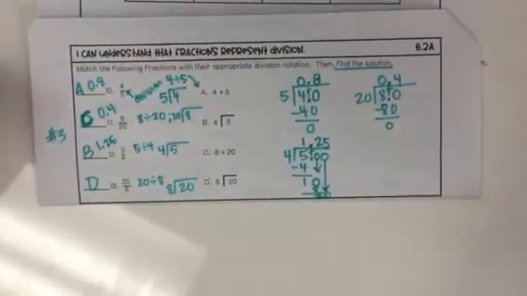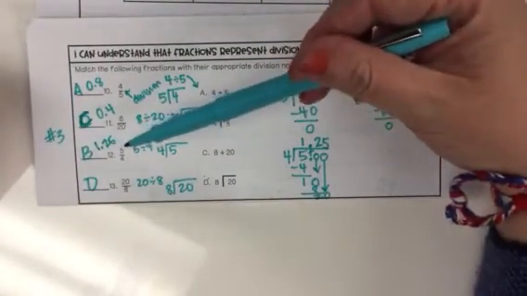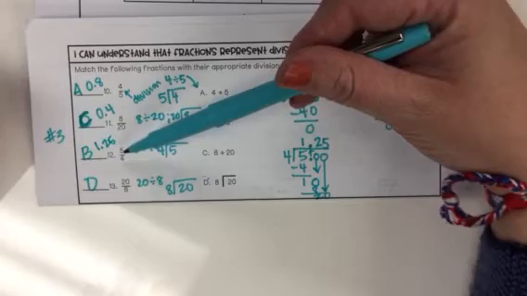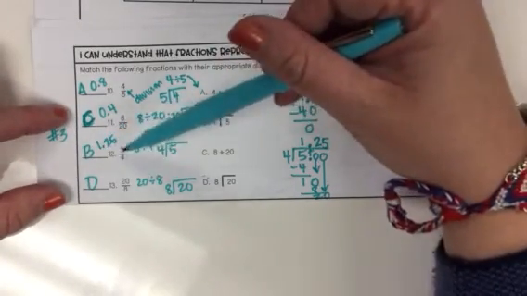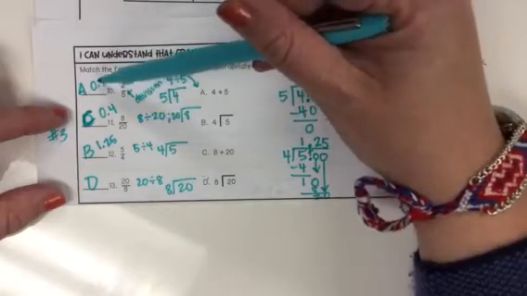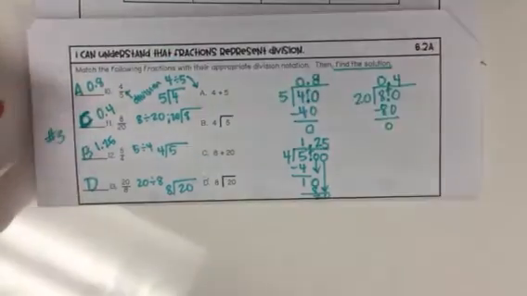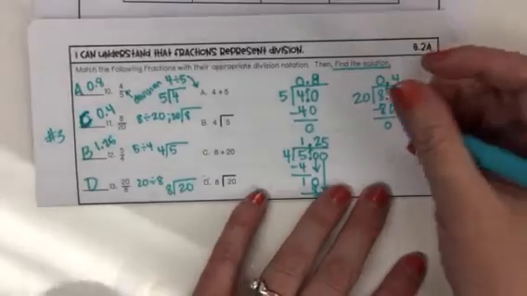And I'm glad that my answer was greater than 1 because my numerator is bigger than my denominator. If the numerator is bigger, then your answer is going to be bigger than 1. If the numerator is smaller, then your answer is going to be smaller than 1. And now we're going to look at D.